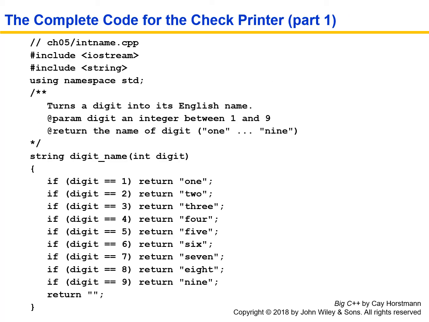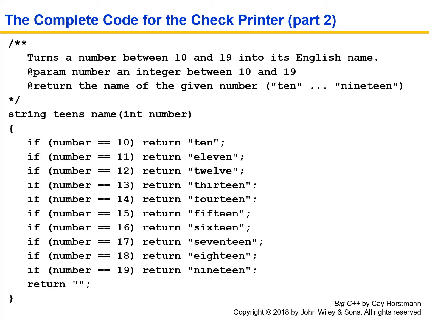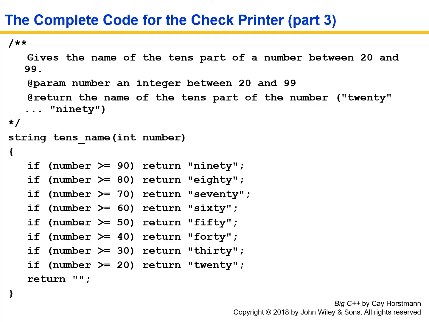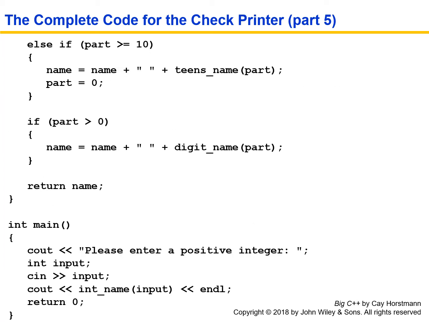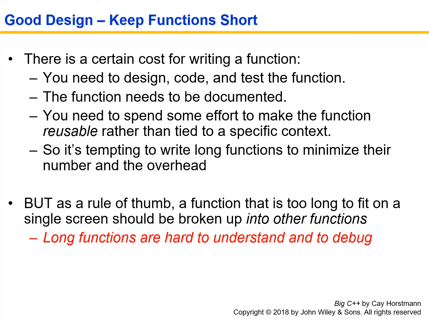Okay. Here's what digit name looks like. Your textbook chose to use a series of ifs. You could just as easily use a switch case setup for this. It's probably how I would have done it. Teen's name, same deal. Tens name. Here you're doing number greater than or equal to, so you have to use ifs and not a switch case. And that's that program.